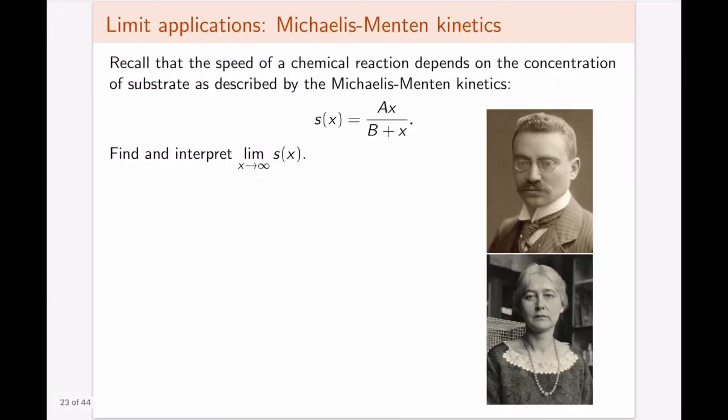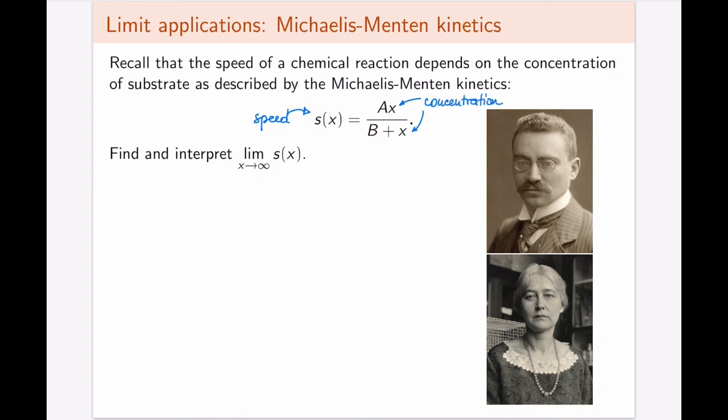Now, as the last example in this class, let's take a look at one more application. Going back to Michaelis-Menten kinetics and their formula for the chemical reaction of the substrate and the enzyme. So recall that the speed of the reaction, which is denoted by S here, so let's record that, depends on the concentration of the substrate. So in this case, X is the concentration of the substrate.